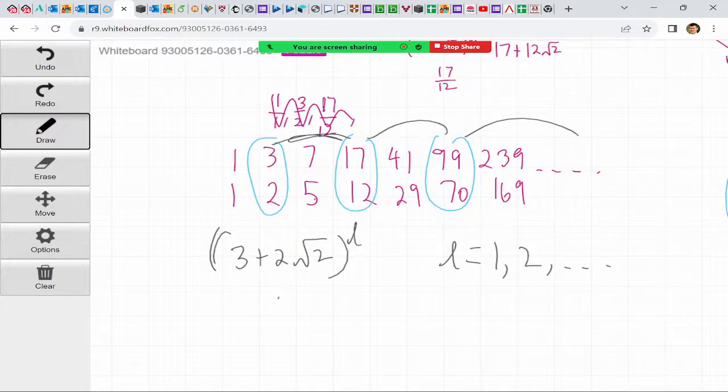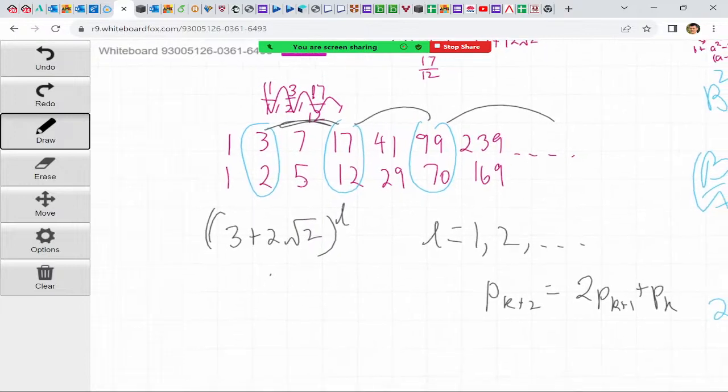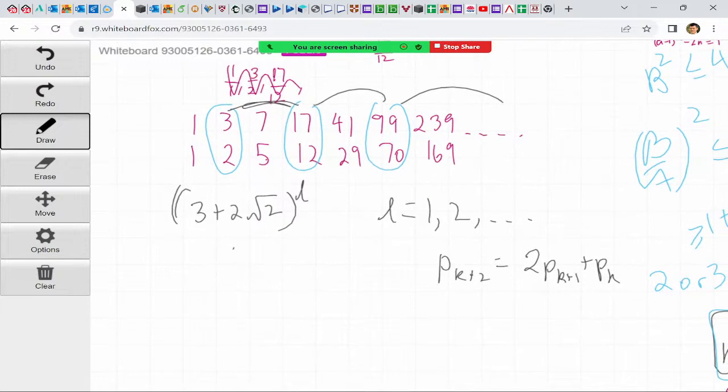It's like a squared plus b squared. No, I am being stupid. So this one is p_{k+2} equals 2 p_{k+1} plus p_k. Okay, so you get a plus b root 2 times 3 plus 2 root 2. You get 3a plus 4b for the first part, and then for the b part you get 3b plus 2a.